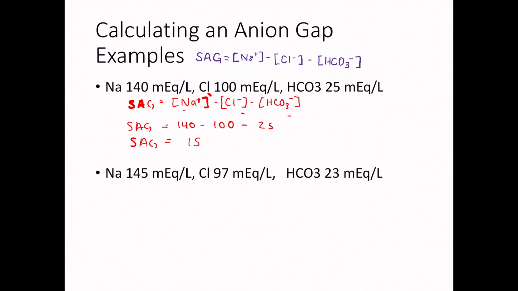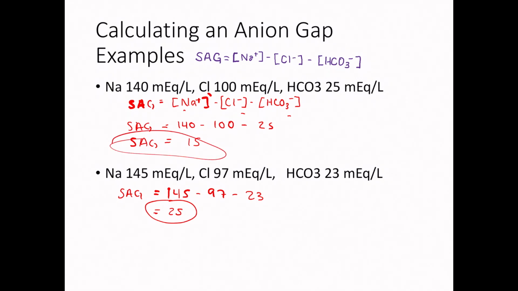Let's do this one. Sodium is 145. Chloride is 97. Bicarbonate is 23. That's going to equal 25. We're going to talk about what the normal range is and why these are important in the next section, but I want to make sure you guys know how to calculate them.